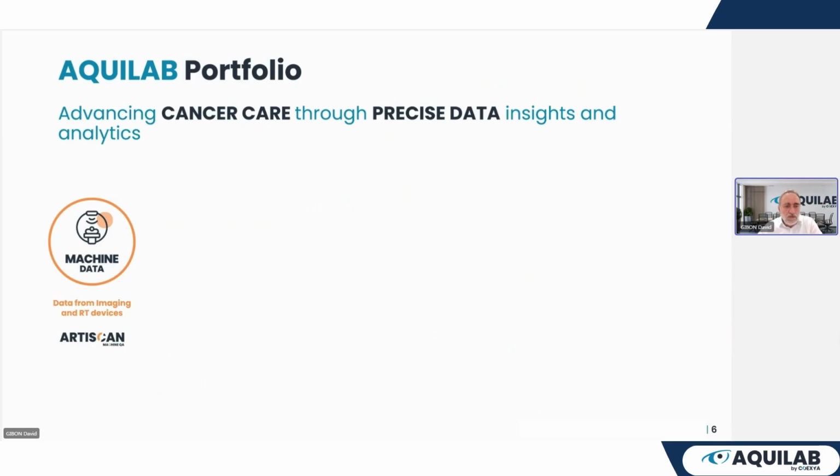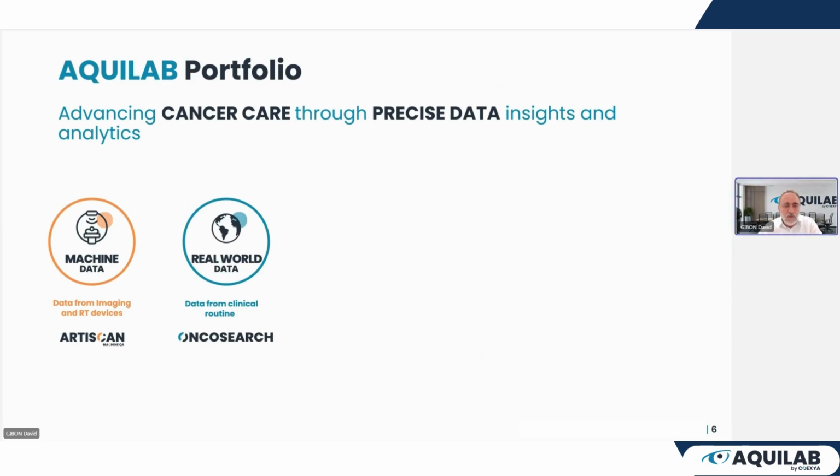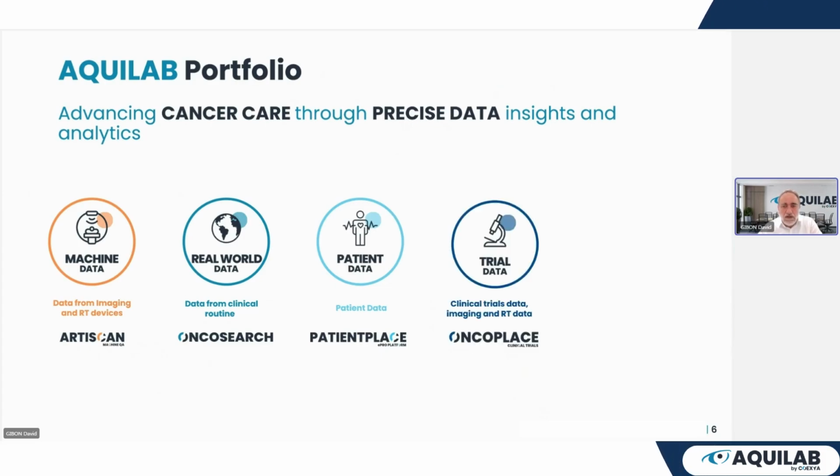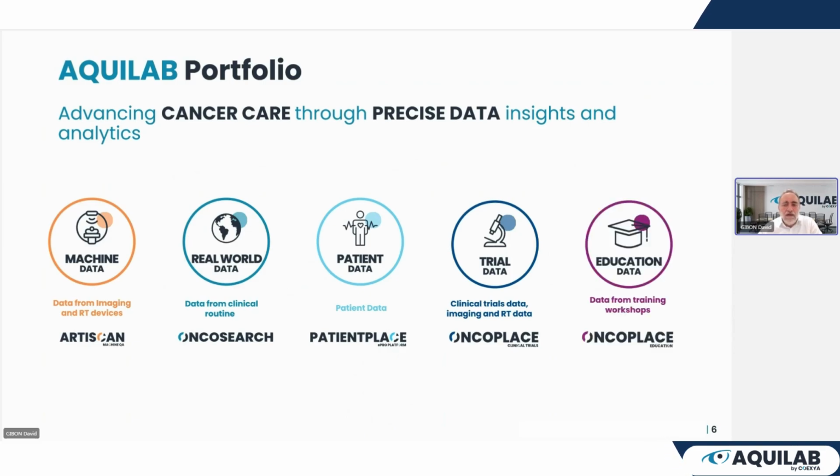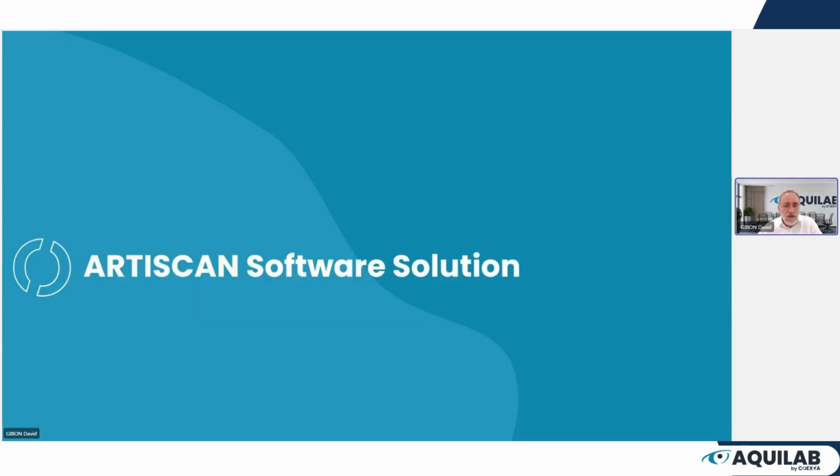Today we will talk about machine QA data, with the ARTISCAN software, but we also have tools for real-world data, patient data with the ePro platform, clinical trial data, and education data with our OncoPlace web-based application. So for today, let's focus on the machine QA and our ARTISCAN software solution, and I'm pleased to introduce Julia, who will give you an overview of this solution.